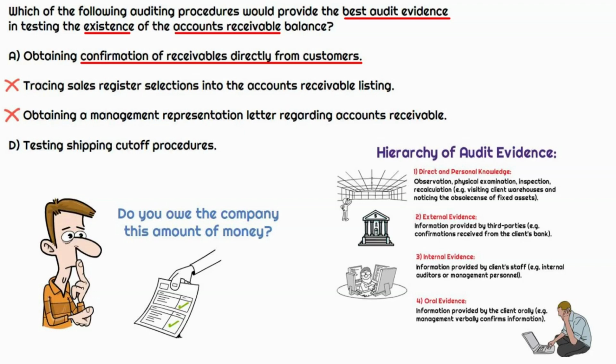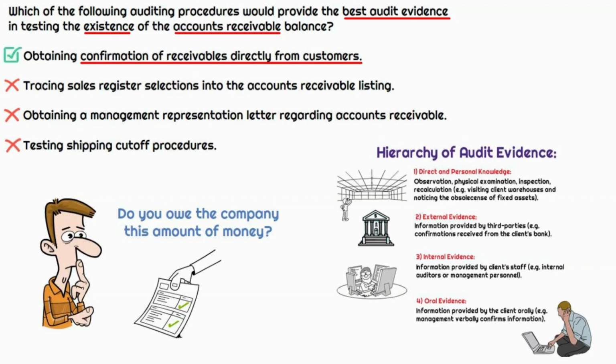But that's testing the cutoff assertion, which focuses on making sure that the transactions are recorded in the proper period. It's not so focused on the existence of the accounts receivable balance, right? So not as good as obtaining confirmations of receivables directly from customers. At the end of the day, for both the cash and accounts receivable balances, sending confirmations is the highest form of evidence we can get for those balances to test the existence assertion, right?